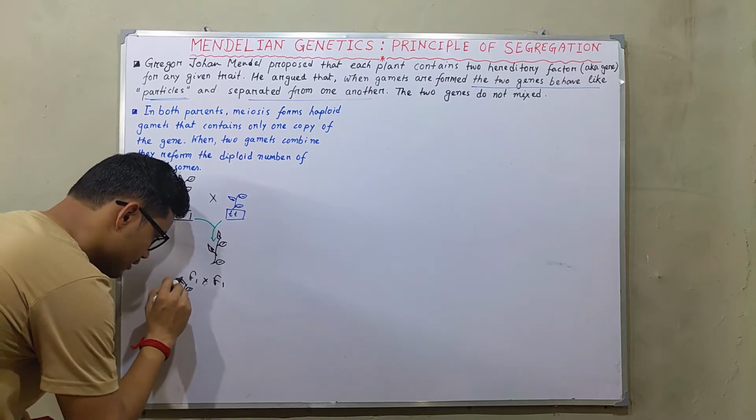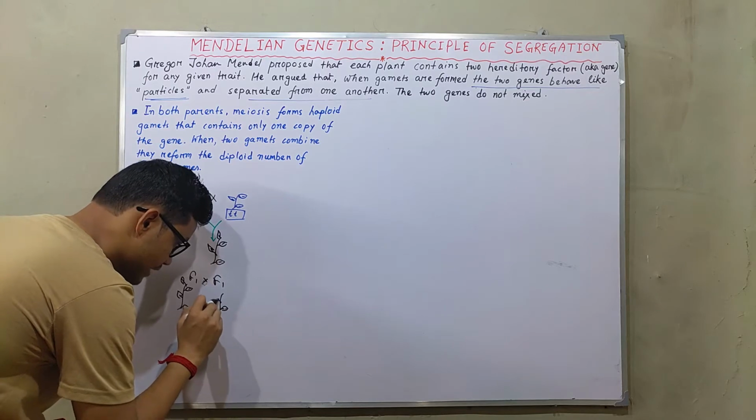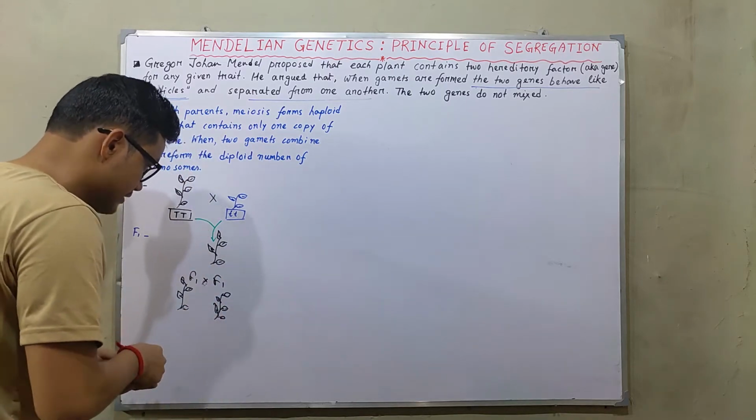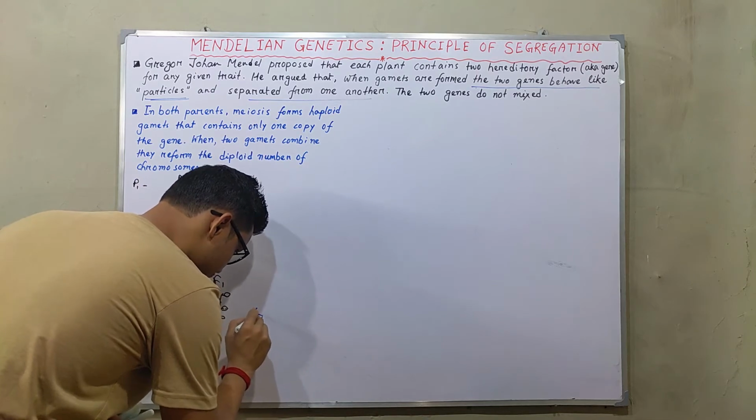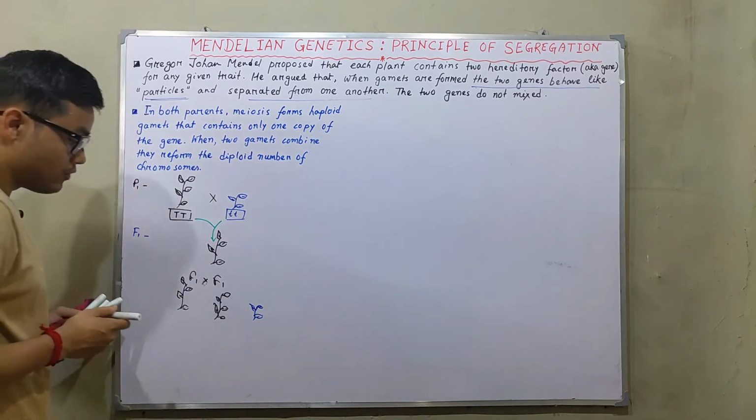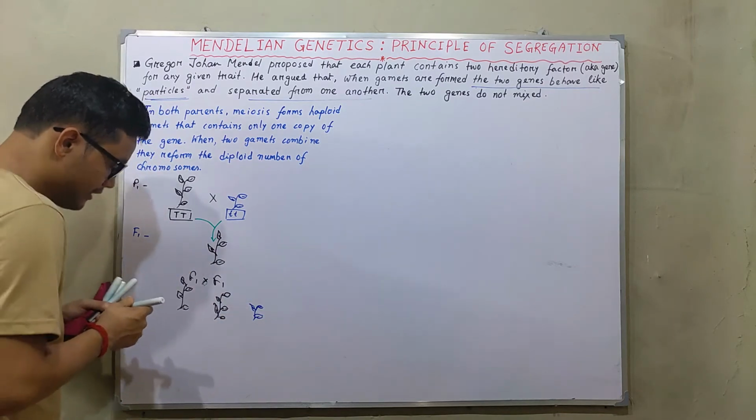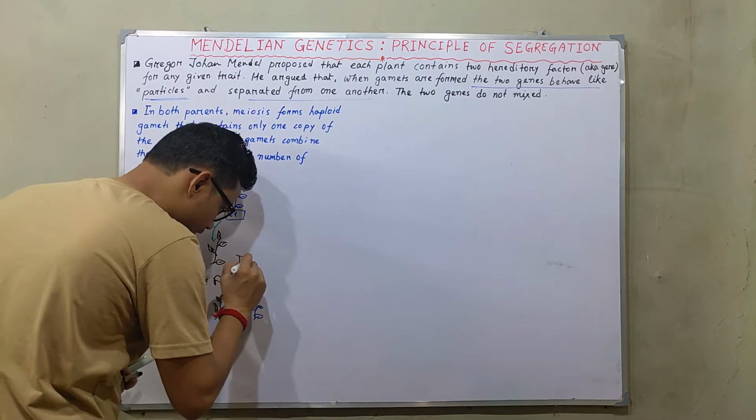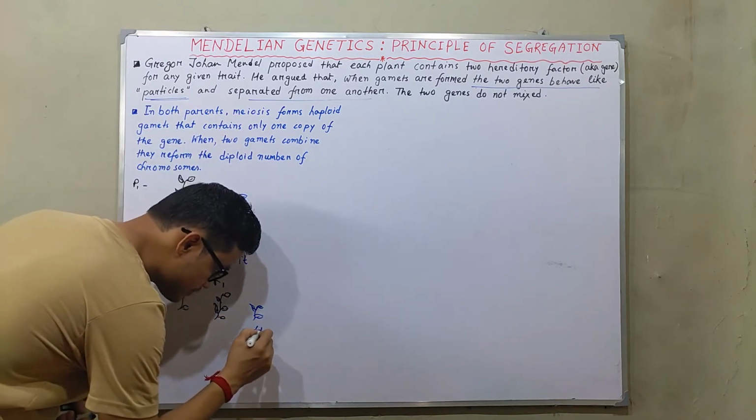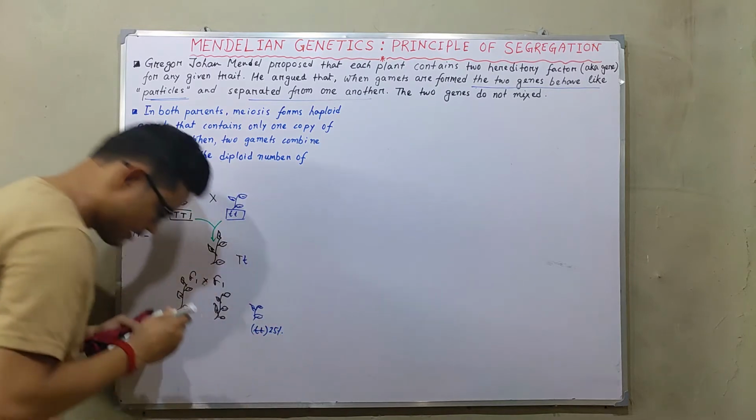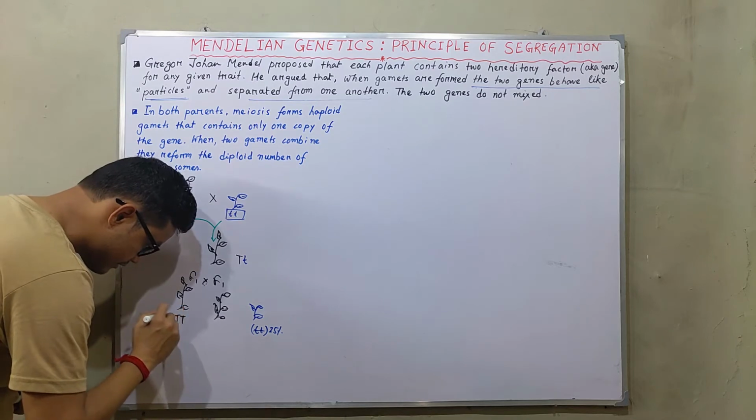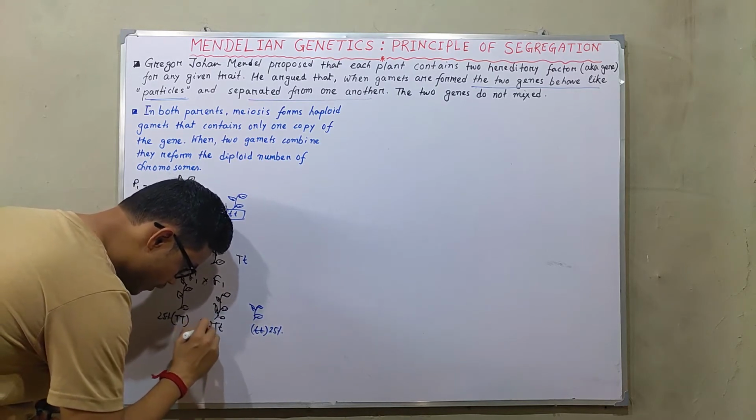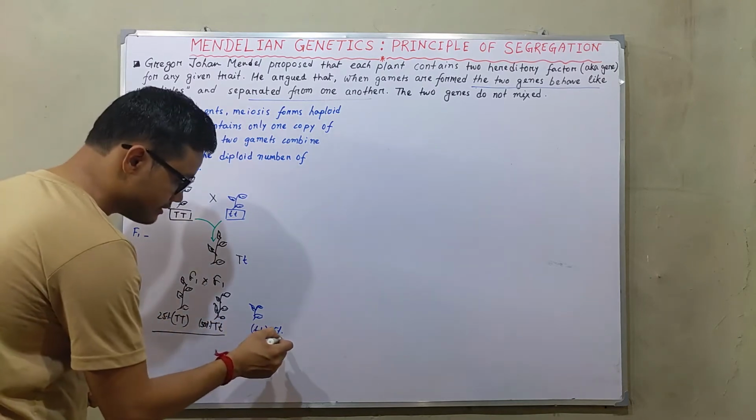75% of the plants tall, and 25% of the plants short. So in this generation, we get small t small t 25%, capital T capital T 25%, and capital T small t 50%. All together these are 75% tall, and this is the 25% short.